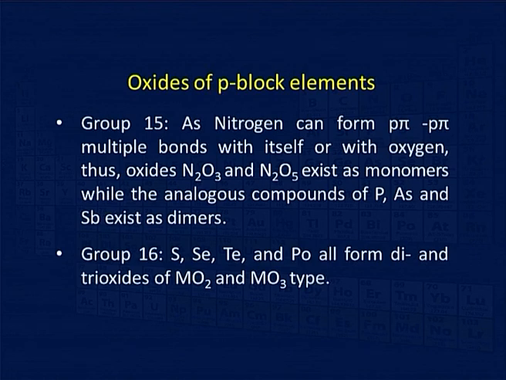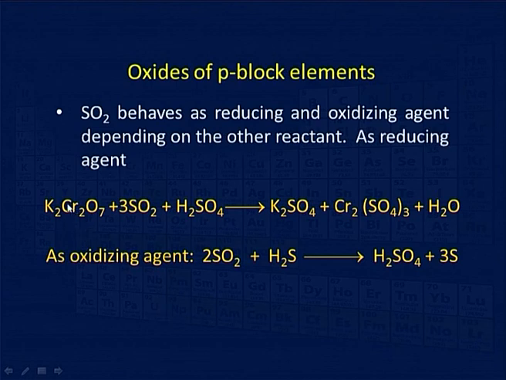Group 16: sulfur, selenium, tellurium and polonium all form di- and trioxides of MO2 and MO3 type. Sulfur dioxide behaves as a reducing agent and an oxidizing agent depending on the other reactant present with it. It is working as a reducing agent here with potassium dichromate in presence of sulfuric acid, which works as an oxidizing reagent, and this sulfur dioxide reacts to form chromium sulphate and potassium sulphate. As an oxidizing agent here, SO2 plus H2S is going to form sulphuric acid.